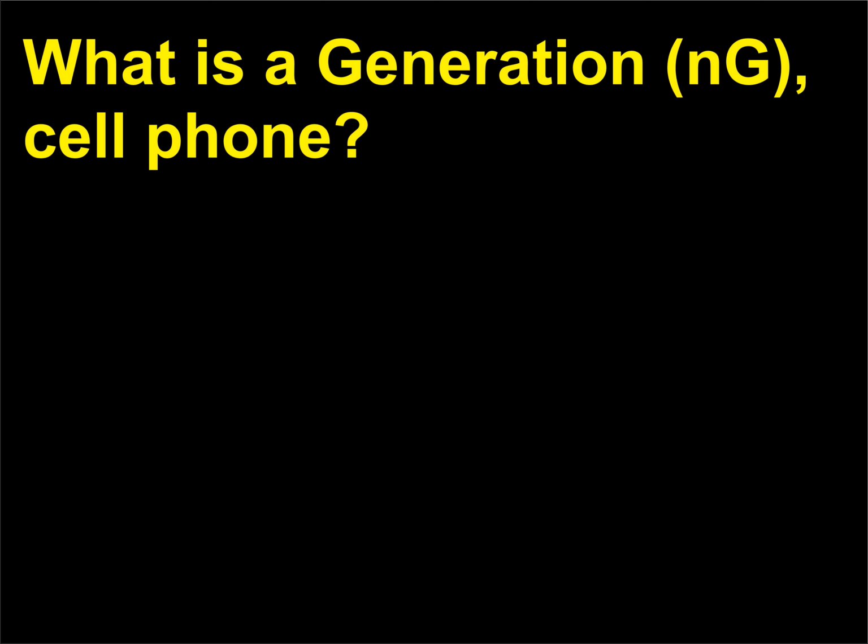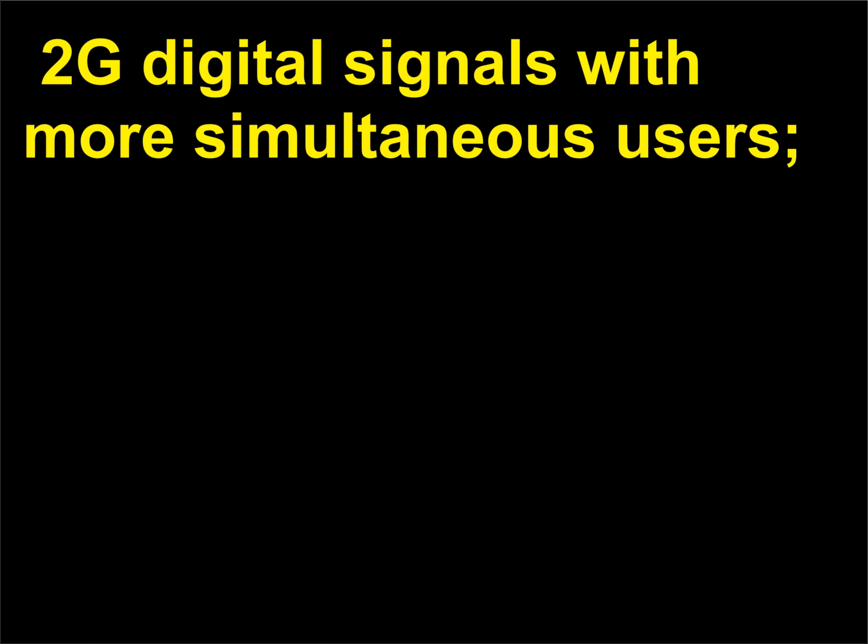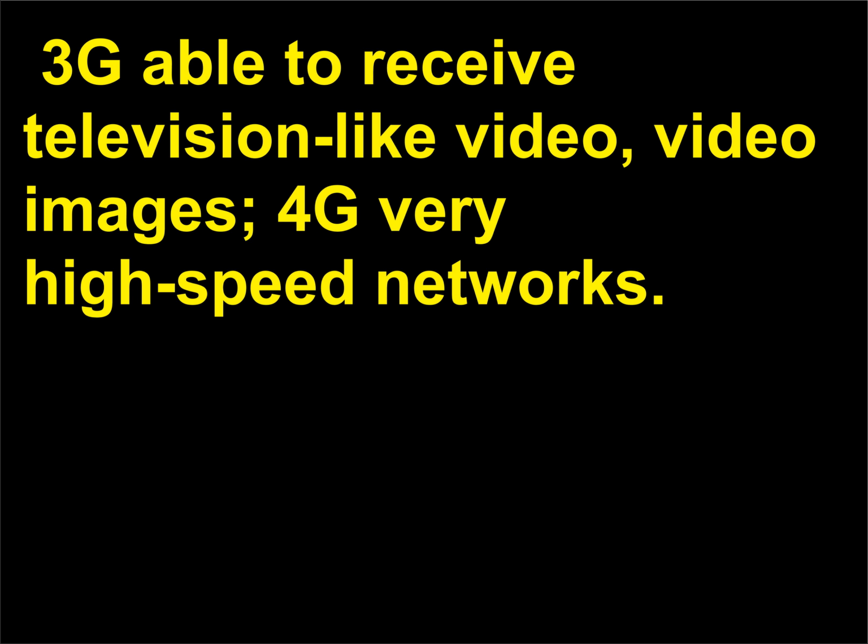What is a generation, NG, cell phone? 1G analog voice phone calls. 2G digital signals with more simultaneous users. 3G able to receive television-like video images. 4G very high-speed networks.